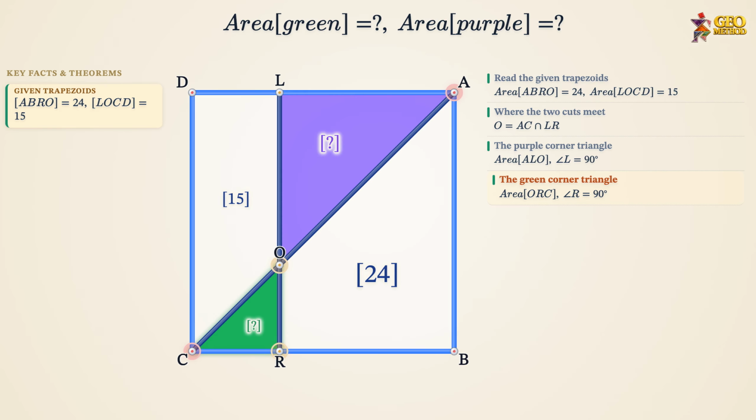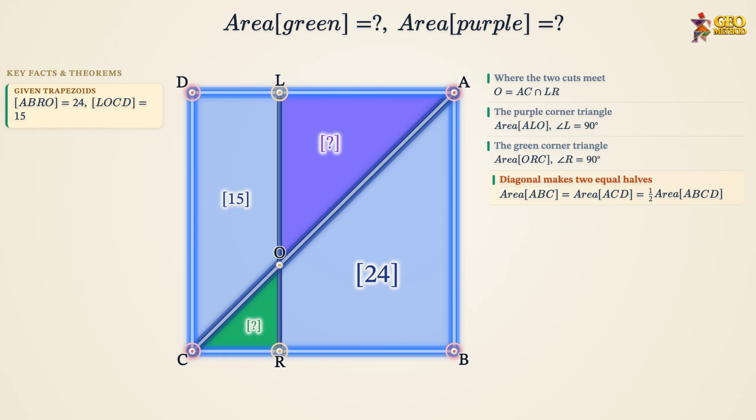The green triangle ORC sits in the bottom left corner. Its vertical leg, segment OR, lies on the level line, and its horizontal leg, segment RC, runs left along the bottom edge, so the corner at R is also a right angle. Now both colored triangles are right triangles pointing into opposite corners of the square.